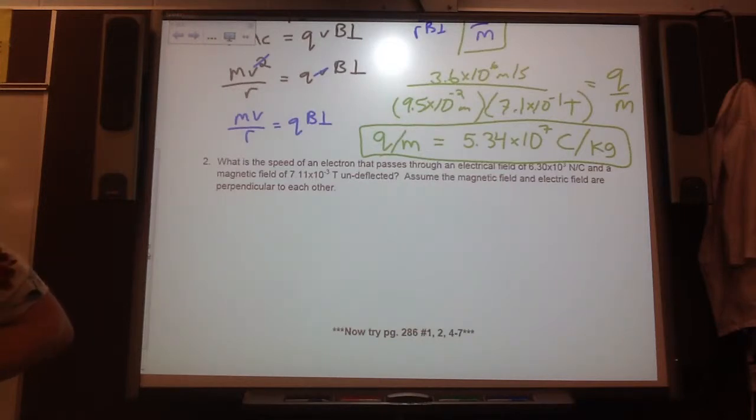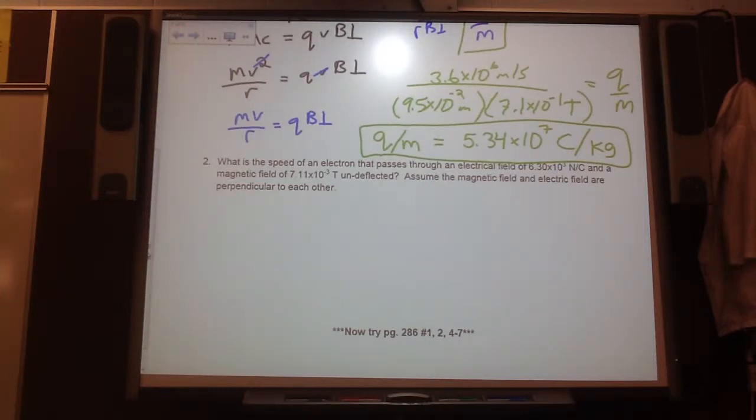Okay, so now the next one we have a different scenario going on. It's asked what's the speed of the electron that passes through an electric field. So just electric, we're not talking about magnetic. Oh, sorry, and a magnetic field. So there's both electric and magnetic. Assume the magnetic field and electric field are perpendicular to each other.